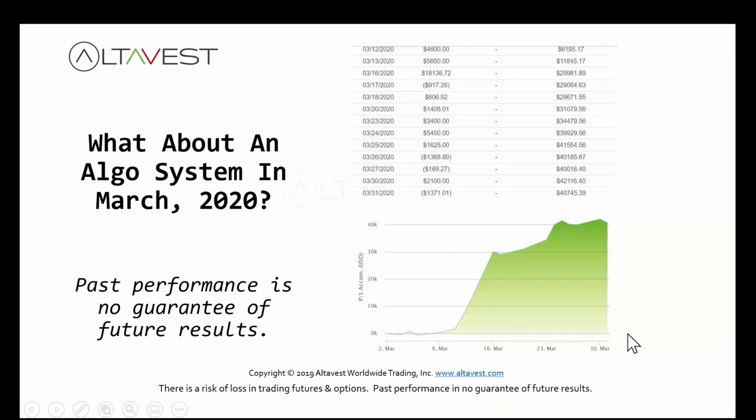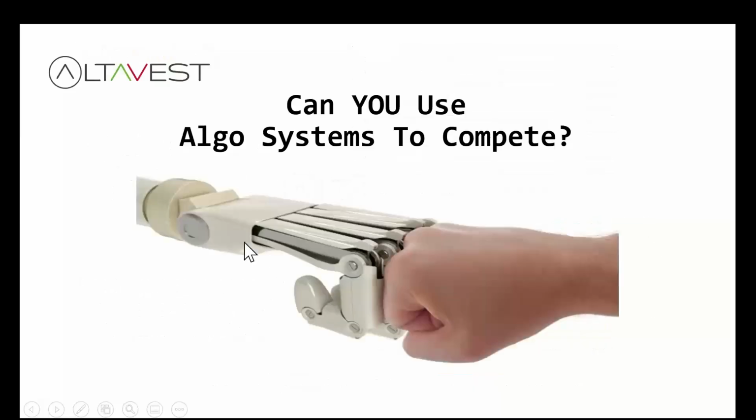But the point is, when the stock market may be dropping, it doesn't mean you have to be handcuffed and wedded to just a long only portfolio. There are other strategies, other systems, other approaches, and we'll show you that here in just a second. How to use algo systems to compete.